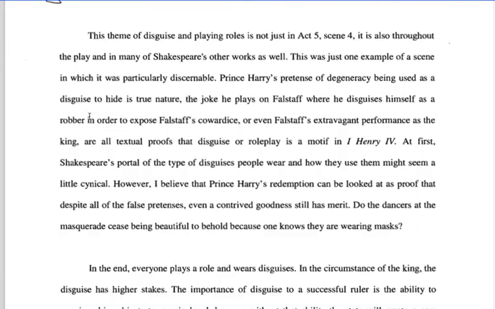The student ends with these last two paragraphs about disguise. This theme of disguise in playing roles is not just in Act 5, Scene 4. It's throughout the play and many other Shakespeare works as well. Beautiful. This is just one example of a scene in which it was particularly discernible: Harry's pretense of degeneracy being used as a disguise to hide his true nature, the joke he plays on Falstaff where he disguises himself as a robber in order to expose his cowardice, or even Falstaff's extravagant performance, are all textual proofs that disguise or role play is a motif. Notice, using specific textual moments to make a larger point about the motif of the larger play.